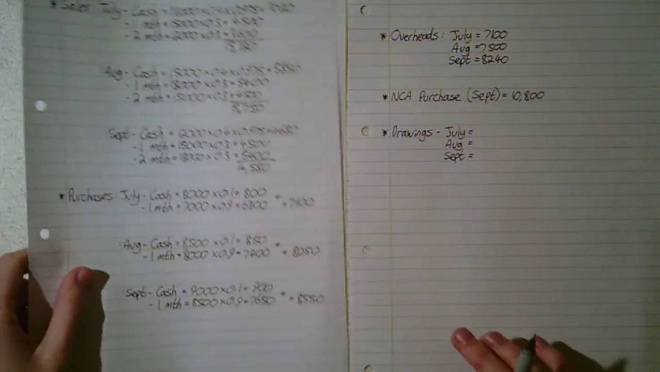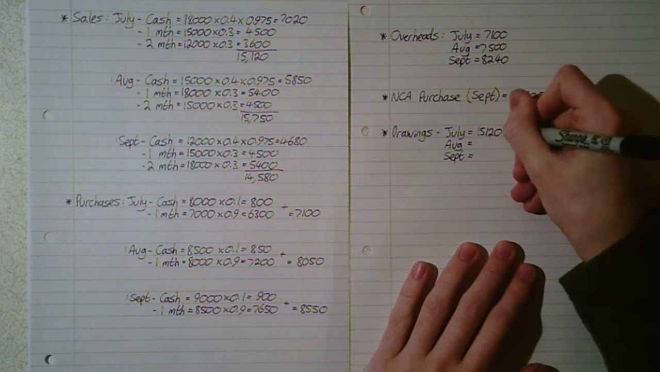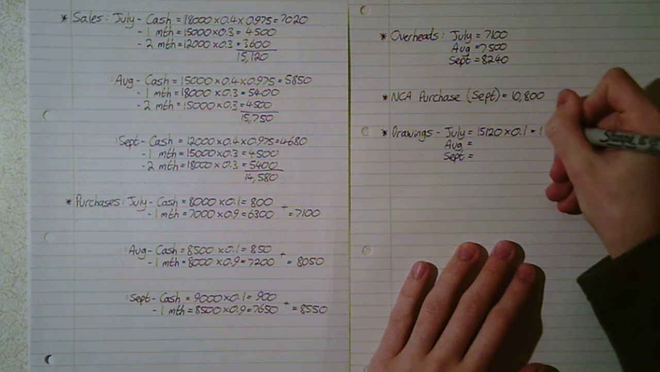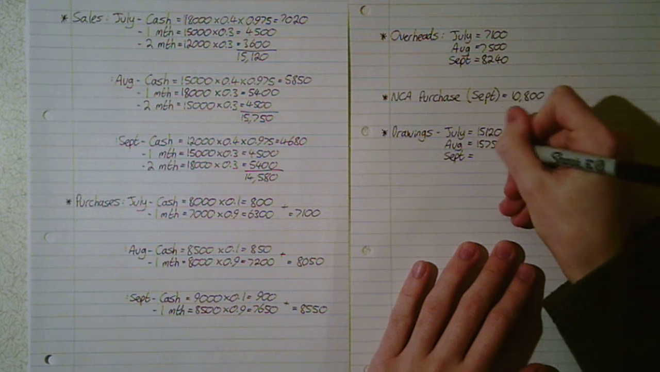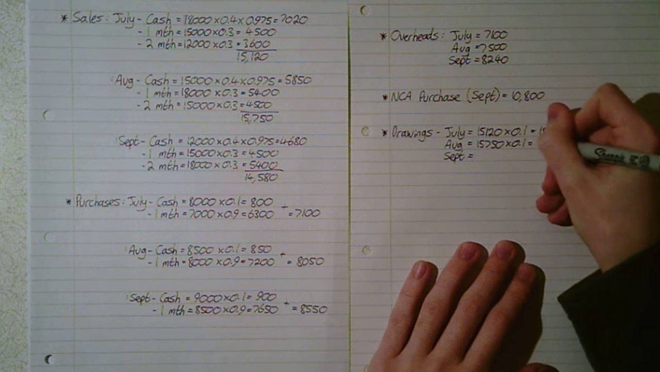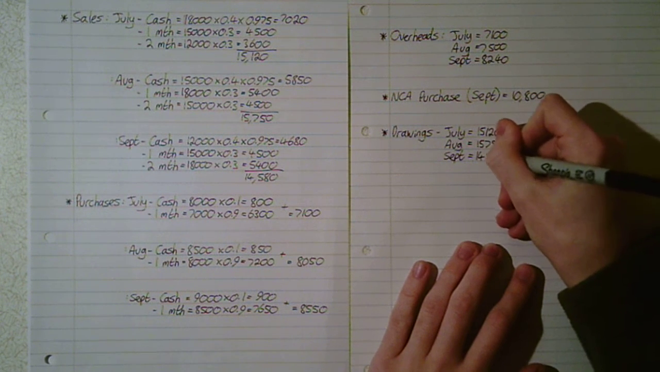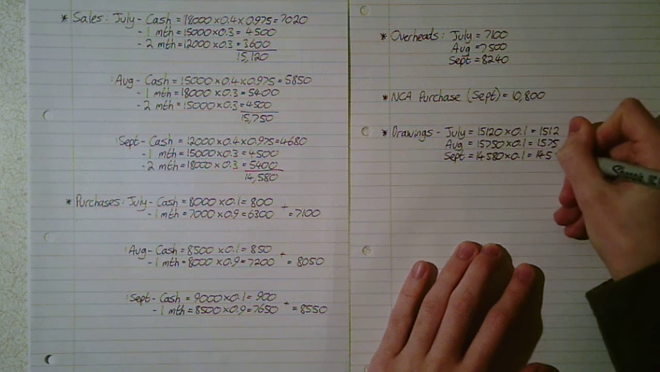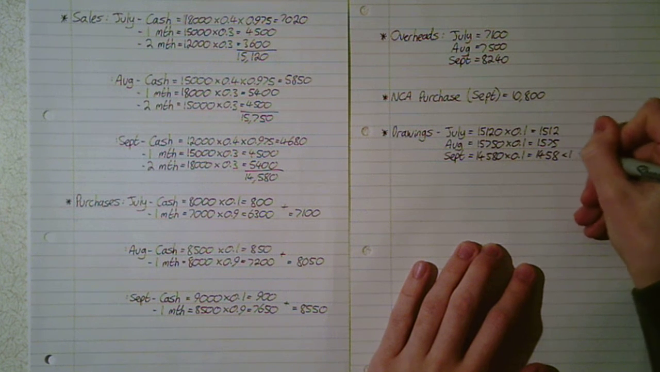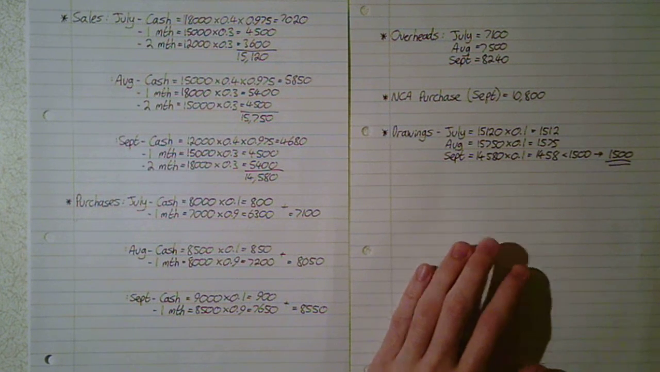So let's use our previous workings. So July, 15,120 was the inflow, times by 10%, 0.1, 1,512. 1,575 was August. And finally September, 14,580 times by 10% gives me 1,458, and you'll notice now that is less than 1,500. So our actual drawings figure will be 1,500, and that is your workings.